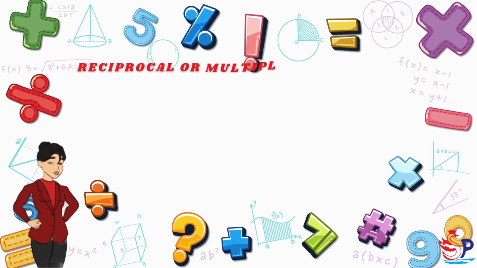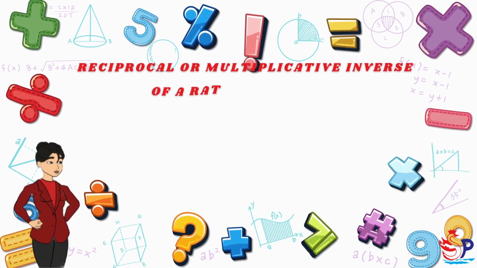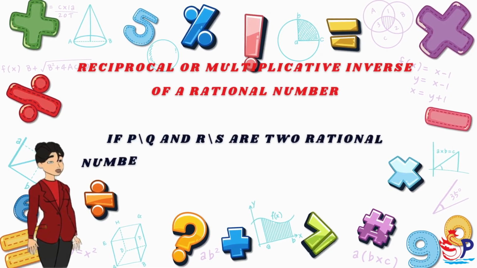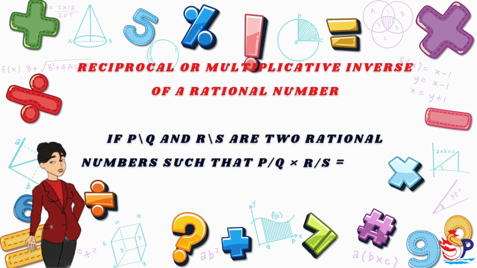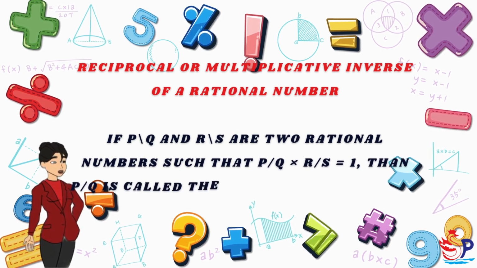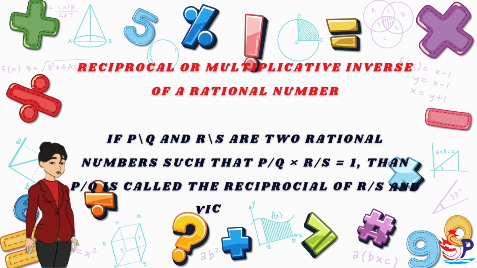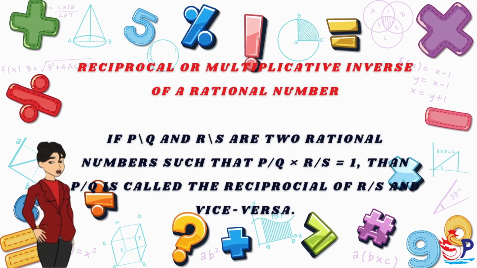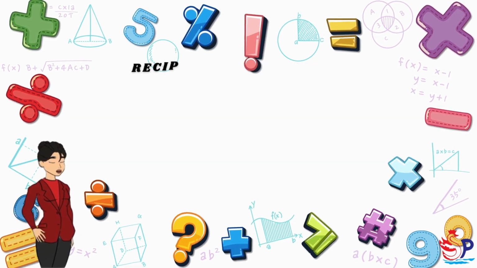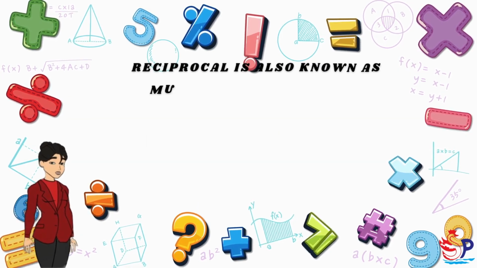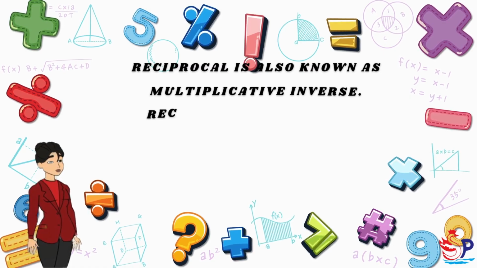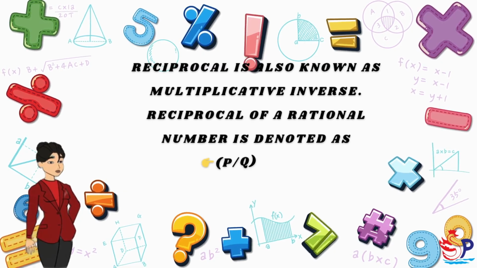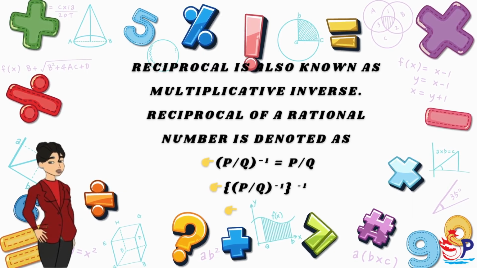Reciprocal or multiplicative inverse of a rational number. If p/q and r/s are two rational numbers such that p/q multiply r/s is equal to 1, then p/q is called the reciprocal of r/s and vice versa. Reciprocal is also known as multiplicative inverse. Reciprocal of a rational number p/q is denoted as (p/q) to the power minus 1.